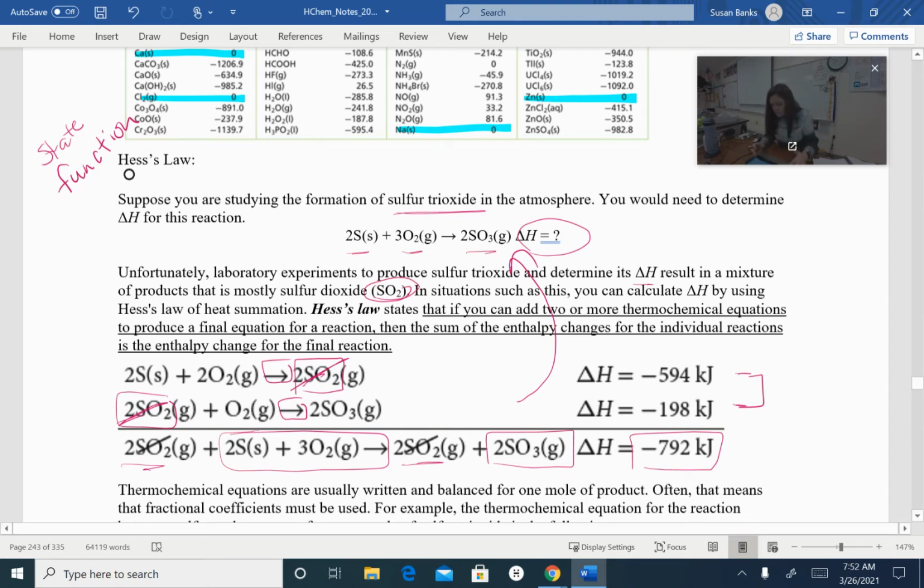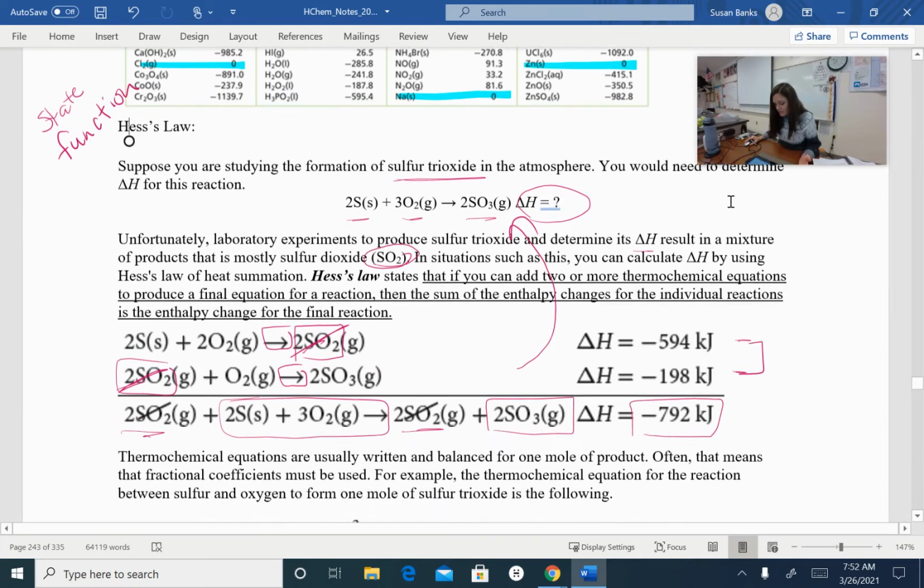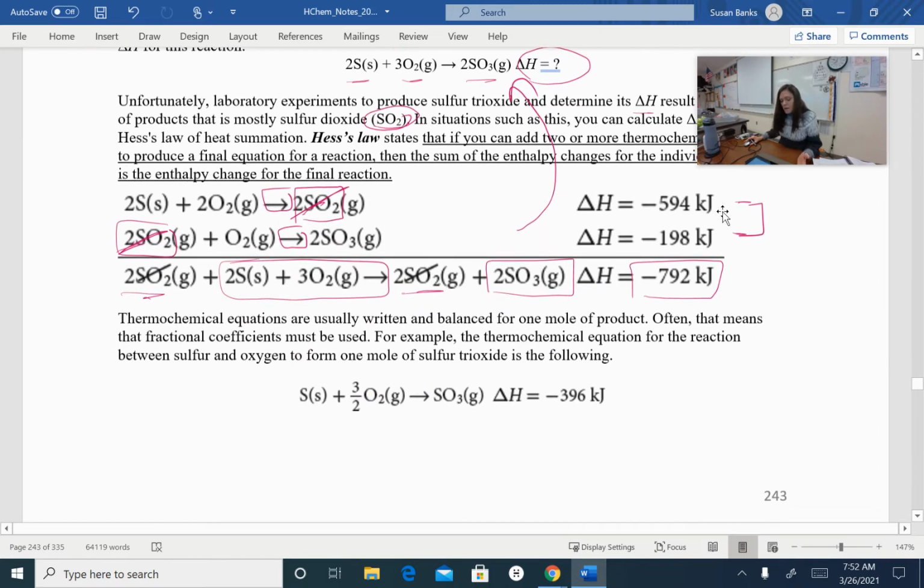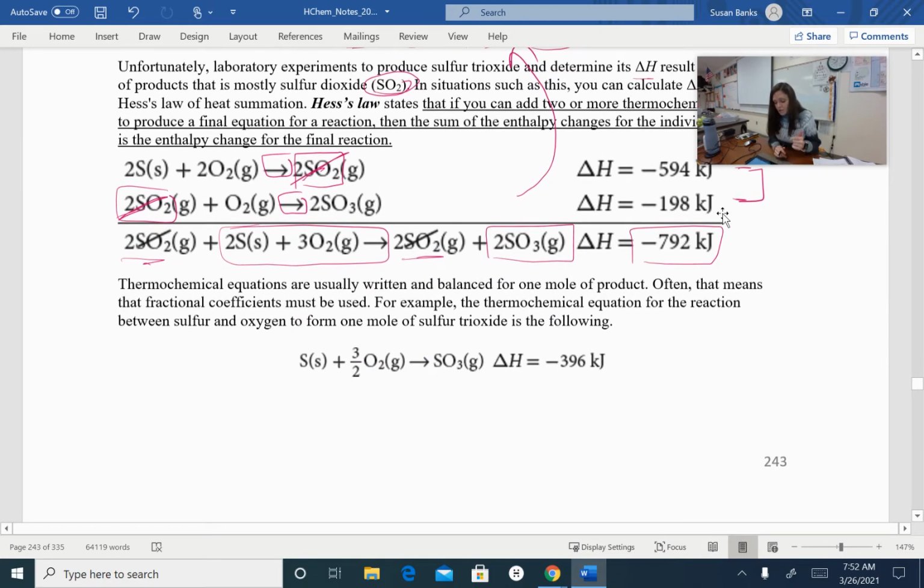Right? So we're going to use these series of equations to get at the reaction I actually want, even if I can't do it in the lab. Thermochemical equations are usually written and balanced for 1 mole of the product. Here I have it for 2 moles, so I'm going to divide all of this by 2 to get at 1 mole of the product.